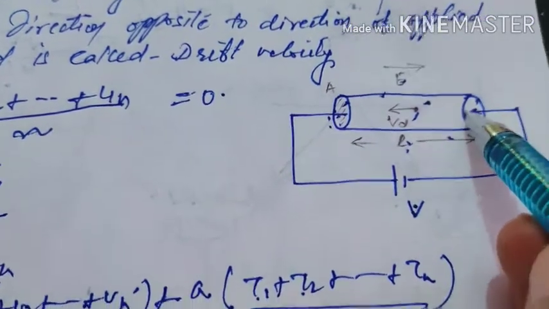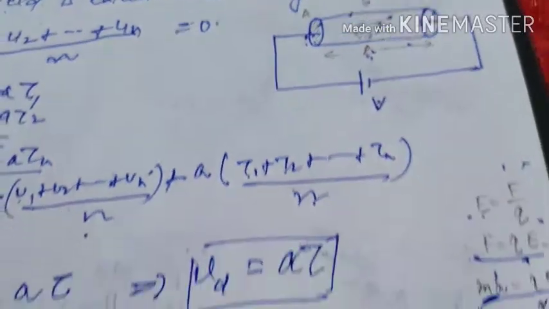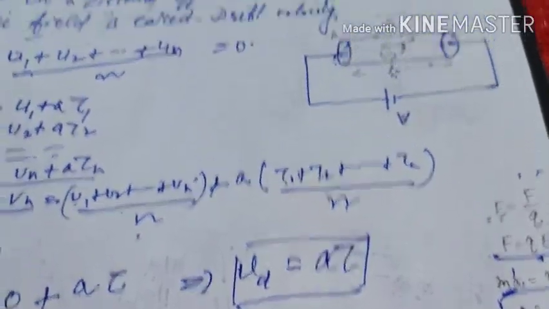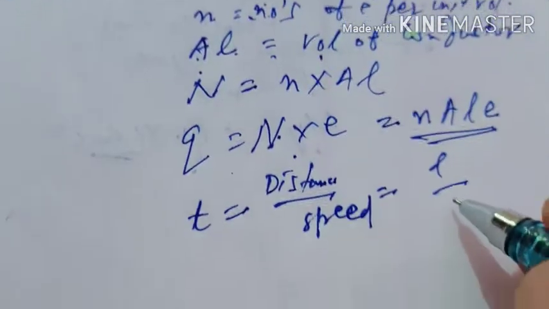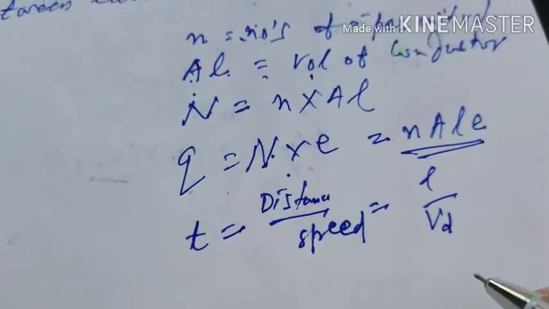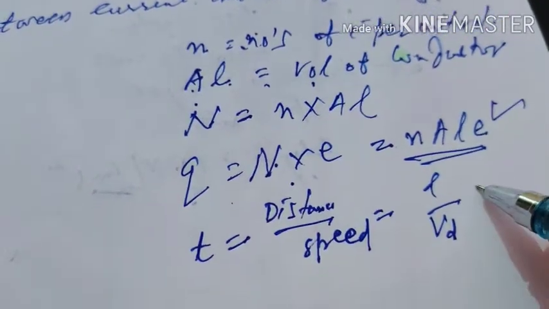So far as time is concerned, time is, as we know, distance over speed. So how much distance an electron will cover from this end to this end? Distance covered will be L. And how much is the speed? It is moving with drift velocity. So time is distance by speed. So this is Q and this is t.